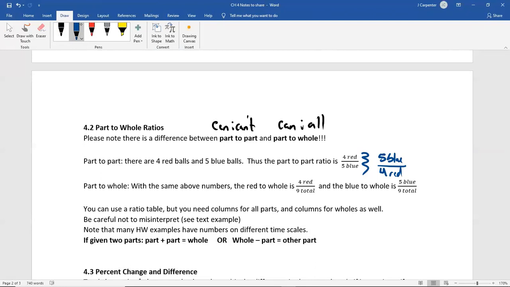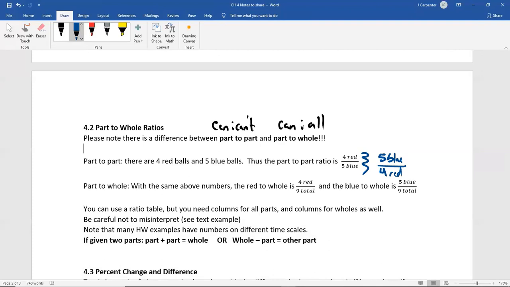A part to whole, it's the same. I'm going to use the same numbers above, 4 reds and 5 blues. I didn't actually tell you how many there were in whole explicitly, but implicitly you can figure it out, because if there's 4 reds and 5 blues, 4 plus 5 is 9, so there's 9 in total. So the 2 different ratios you could do as a whole are the reds to wholes or the blues to wholes. So 4 reds to 9 in total, or 5 blues to 9 in total.